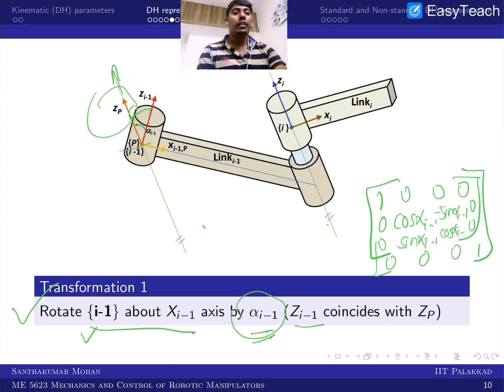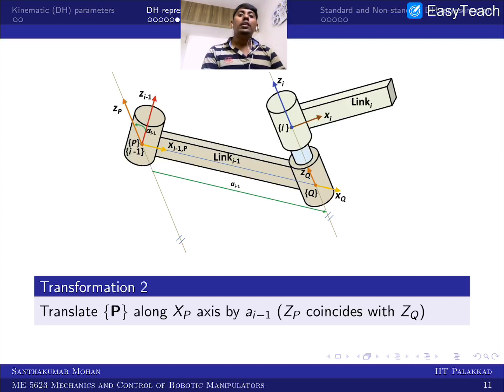What did we get? We got the axis of xi minus 1, and we can see that between the P frame and the i frame, along the axis of xi minus 1, there is a distance, right? This distance we can try to cover. I am trying to move along xi minus 1 to hit the axis of zi. So now I can do a transformation, which is nothing but a translation.